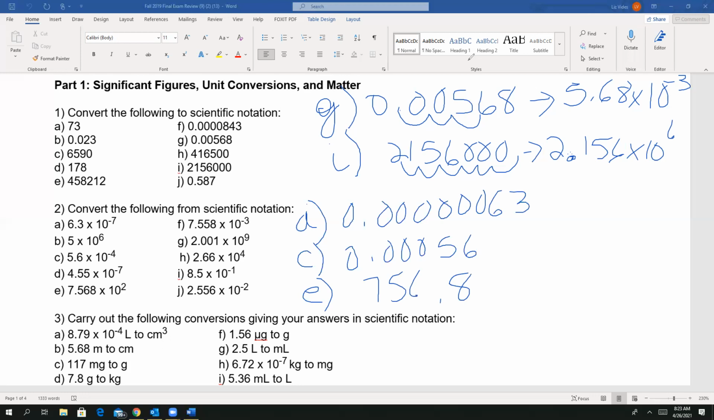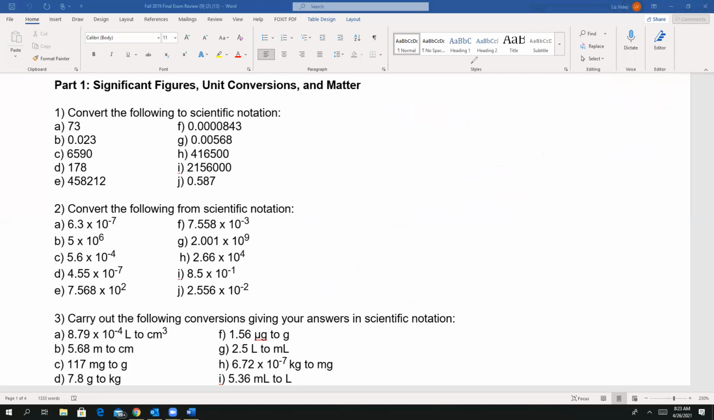All right, let's clear those. And go to the next one. Okay, we have G. I'm just gonna put it up here. We're doing 2, right? So it's G. This one's times 10 to the 9, so you gotta move it 9 spots. 0, 0, 1, that's 3, right? 4, 5, 6, 7, 8, 9.